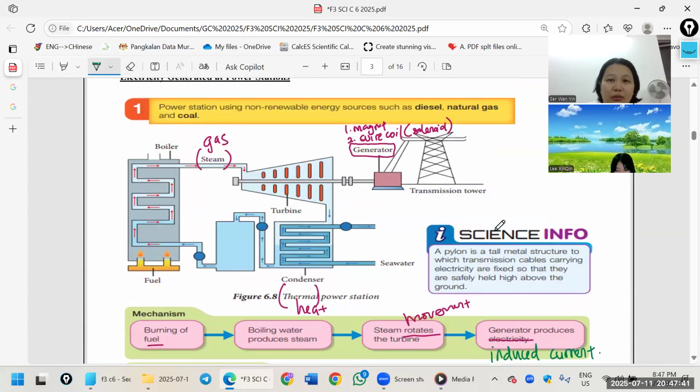All right, so now we are looking at Malaysia. Oh, sorry. I should not say petroleum. Actually, we are using diesel inside the petroleum, natural gas, and coal. By the way, do you all see diesel in the petrol station? The word is diesel.